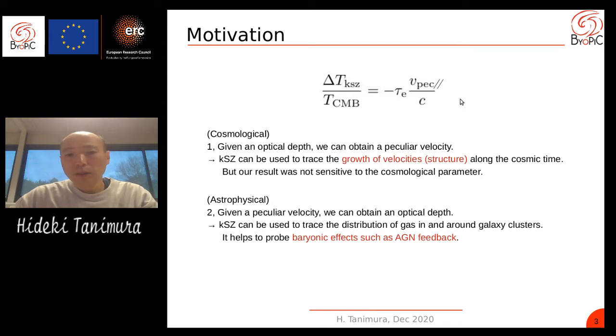This is the formula of the KSE. The deviation of the CMB due to the KSE is proportional to the optical depth and the peculiar velocity along the line of sight. For cosmology, once you measure the KSE, given the optical depths, you can obtain peculiar velocities, which allows us to trace the growth of velocities, the growth of structures along the cosmic time.